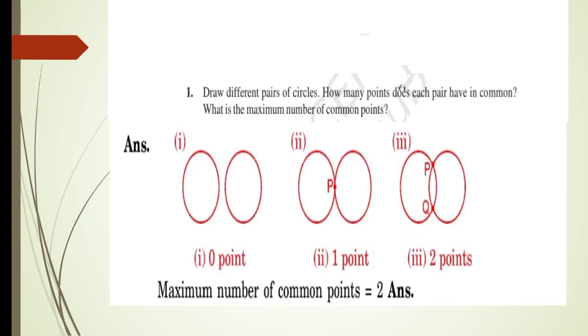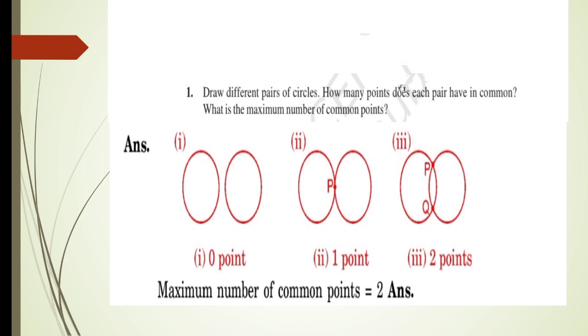So we have come to the exercise. Here in this exercise, the first question is: draw different pairs of circles. Pairs of circles means two circles. How many points does each pair have in common? What is the maximum number of common points?